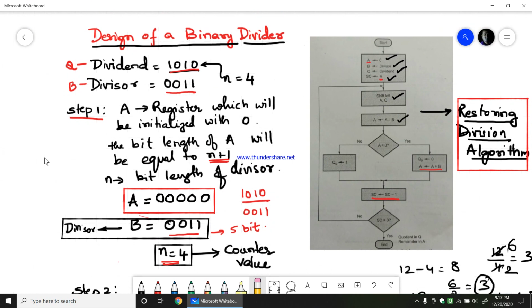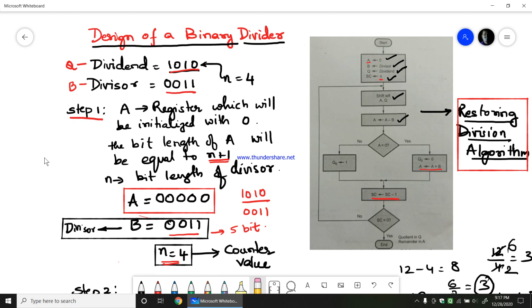Okay, students, let us learn how to design a binary divider in this particular video. A binary divider divides a binary sequence by another binary sequence. The dividend will be a binary sequence and the divisor will also be a binary sequence. So we divide two different binary sequences. What would be the algorithm that we can use for this particular binary divider?